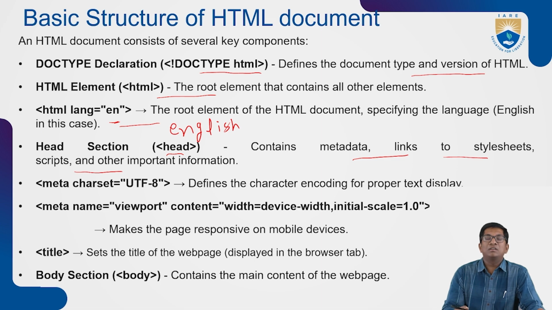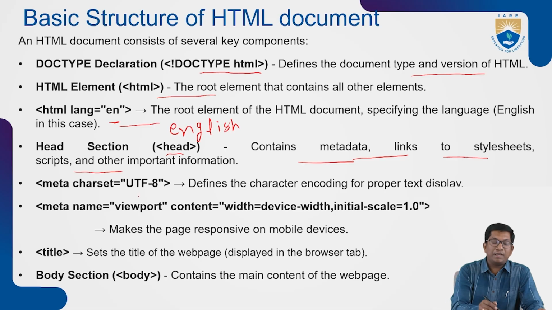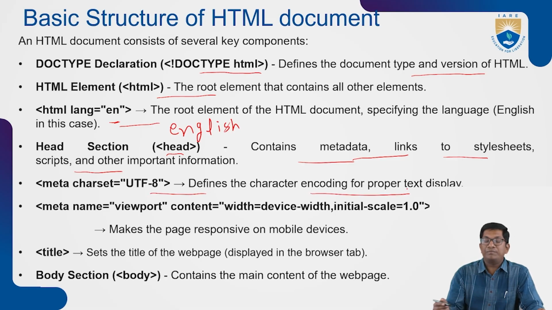Suppose you have written styles in another document and you want to include them in your web page. Then you have to link to that style sheet, and you also have to write it in between the head section elements only. Next, meta charset UTF-8 defines the character encoding for proper text display. UTF is Unicode Transformation Format. 8-bit, character-wise, it will encode and transfer the data through the network.